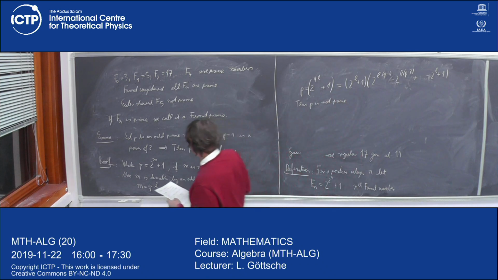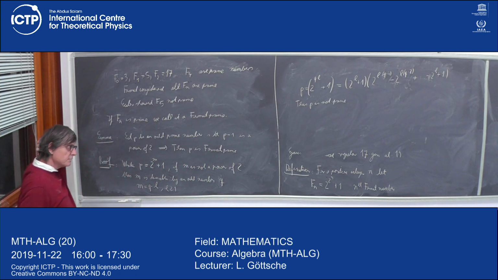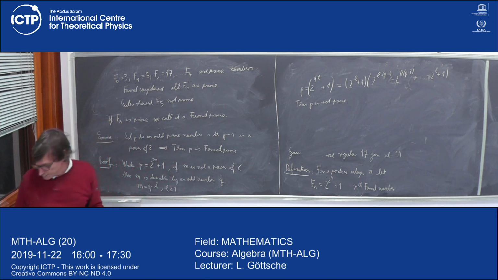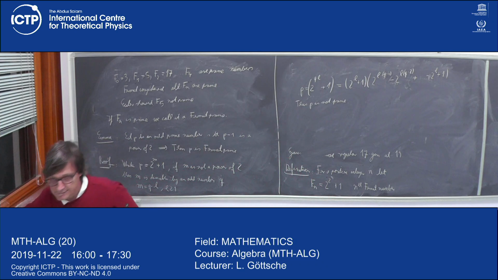So in some sense, to say that something is a Fermat prime precisely means that p minus 1 is a power of 2. And now we are in a position to state the theorem of Gauss.